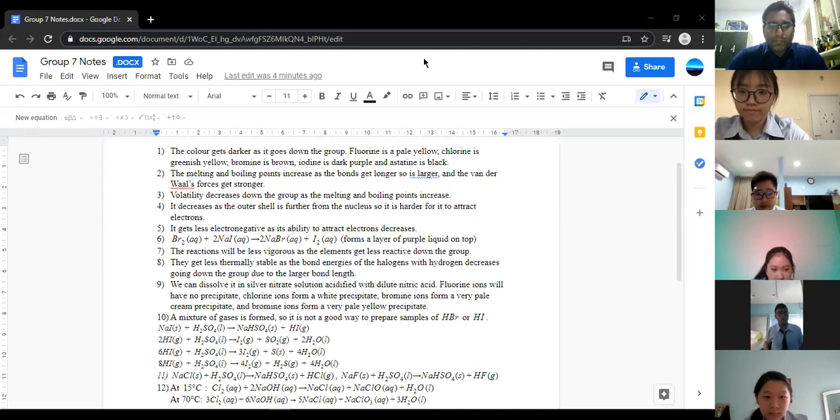We can dissolve these ions in silver nitrate solutions and with dilute nitric acid. And for fluoride ions, it will not have a precipitate, while for chloride ions, it will create a white precipitate. Bromide ions will make a very pale cream precipitate, and iodide ions will create a very pale yellow precipitate.